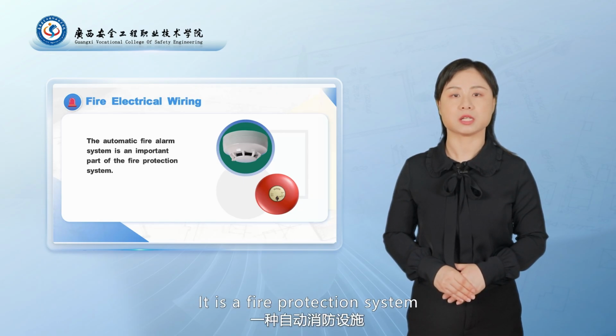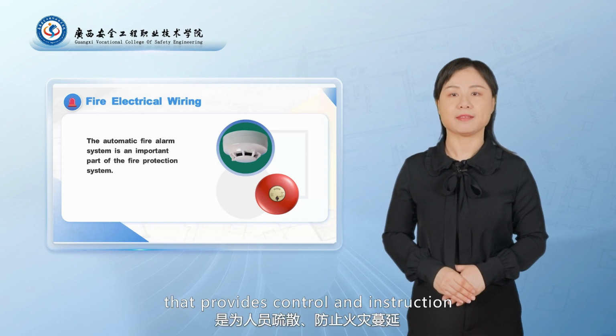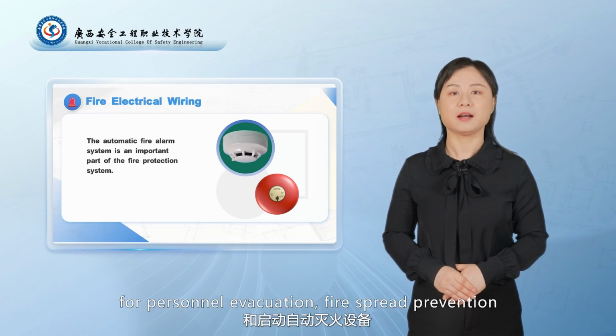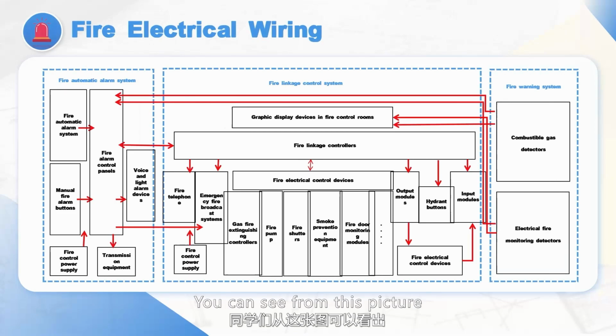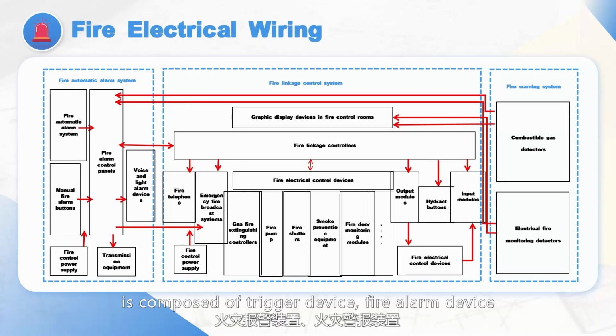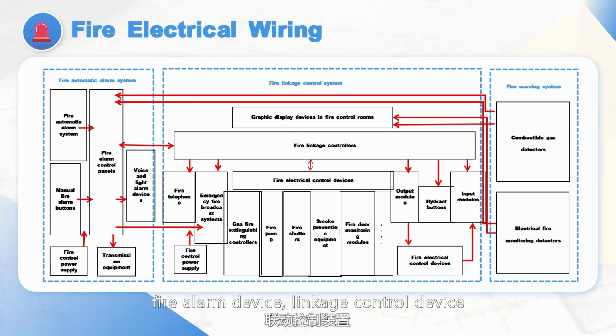It is a fire protection system that provides control and instruction for personnel evacuation, fire spread prevention, and automatic fire extinguishing equipment. You can see from this picture that the automatic fire alarm system is composed of trigger device, fire alarm device, linkage control device, and power supply.